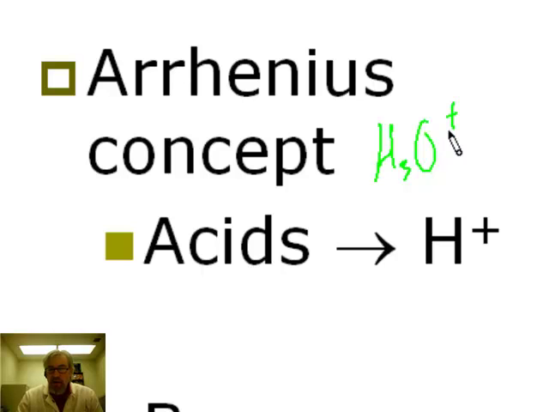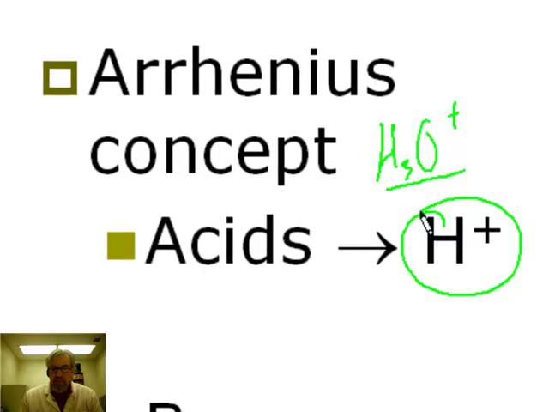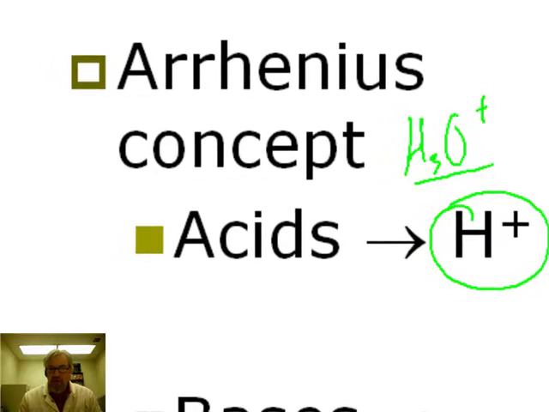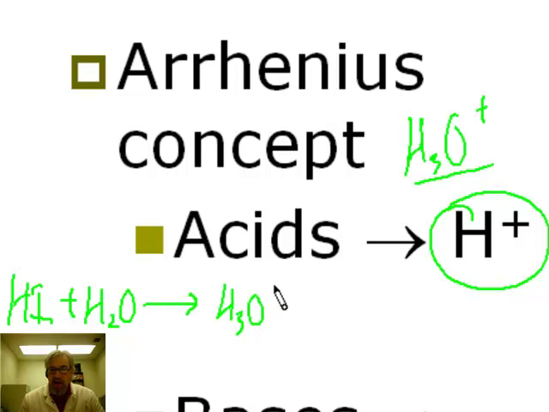Now, very often chemists are going to simplify hydronium ion to H+ ion. So an example of an acid would be something like HI. HI, when you put it in water, will actually react with the water and it will produce hydronium ions, H3O+, and iodide ions. That's actually what's happening in reality.